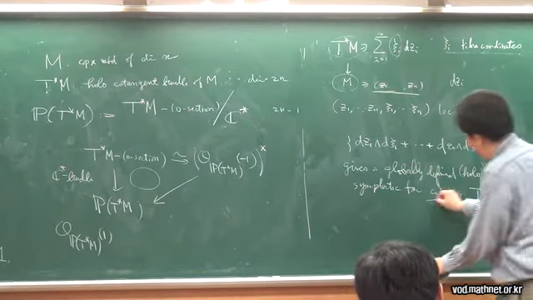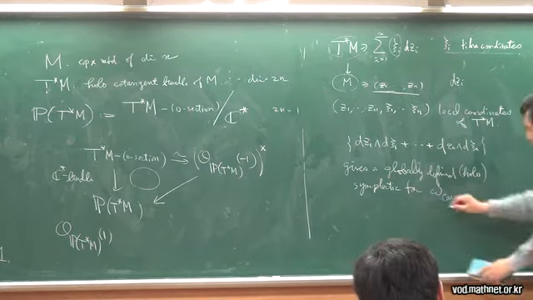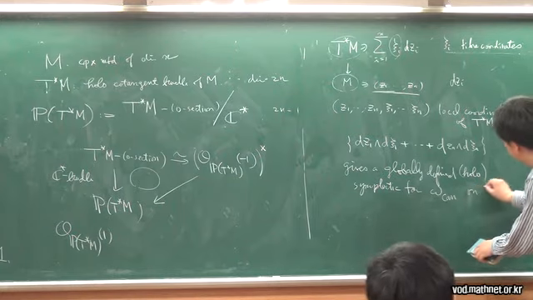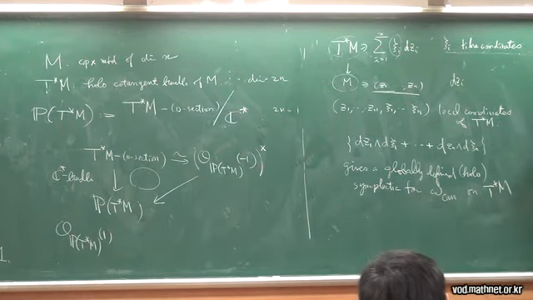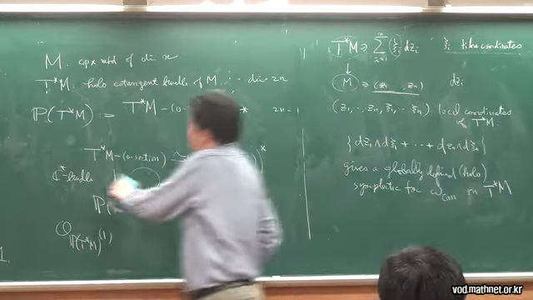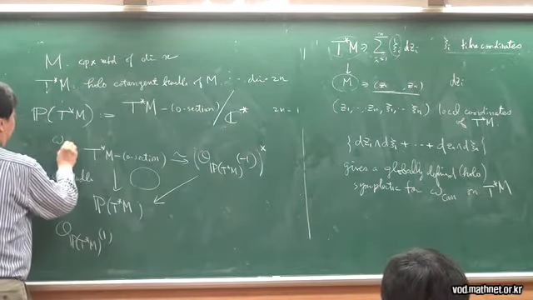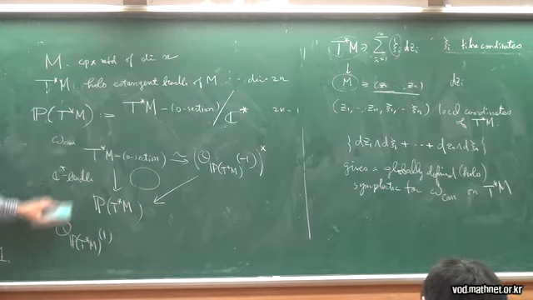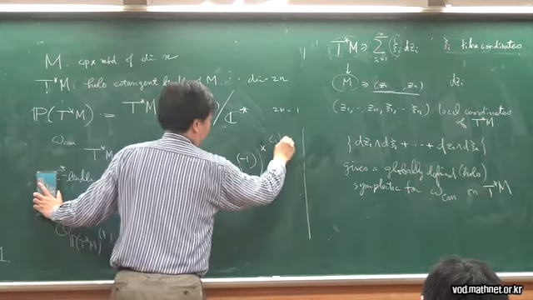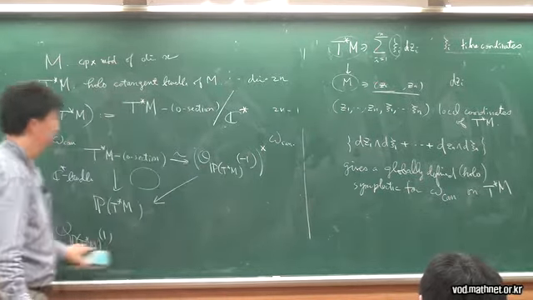So this symplectic form is canonical. So we write omega canon on this domain. This is canonical. So return to this situation. You have omega, a canonical symplectic two form here. You have a canonical symplectic two form here. And because of this identification, you have a canonical symplectic two form here.